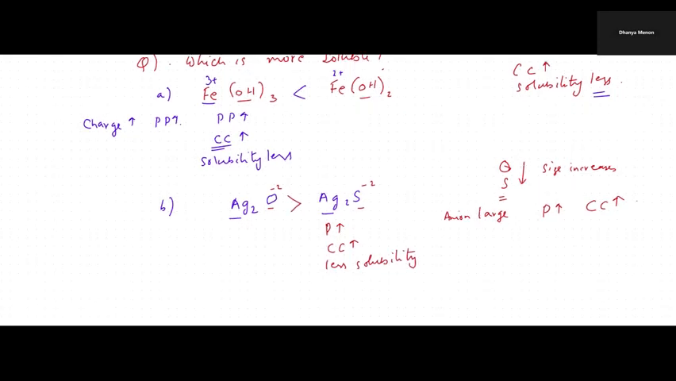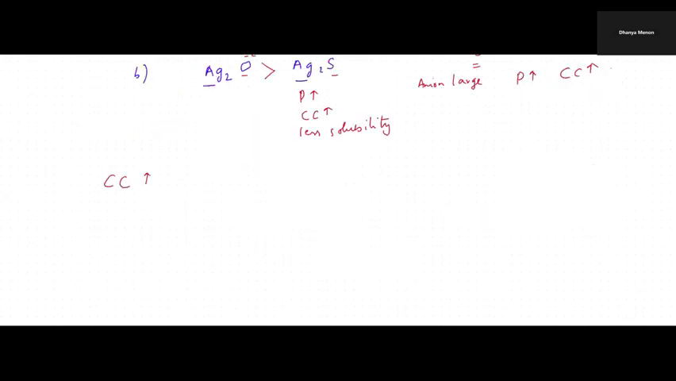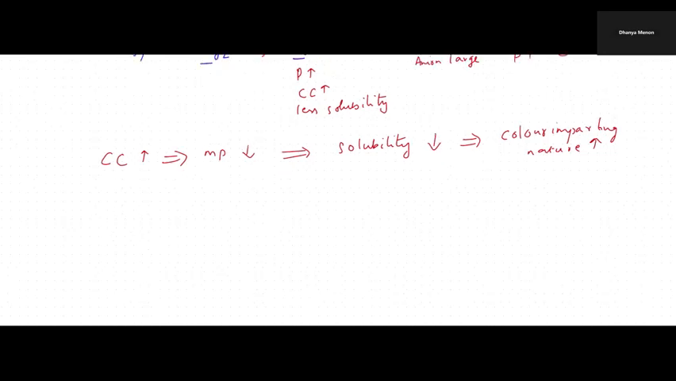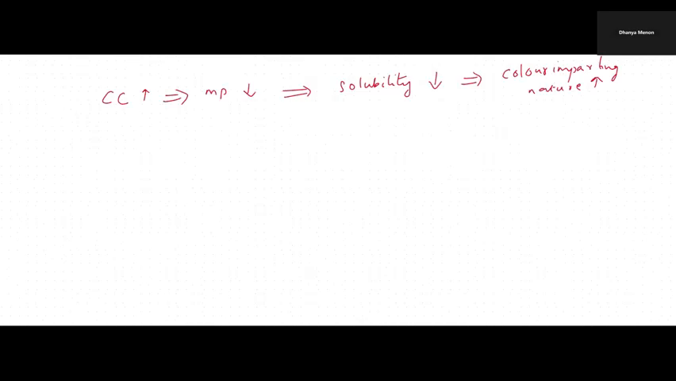So when the covalent character is more, melting point is less, solubility is less. And what about the color imparting nature? That we will be discussing now. Color imparting nature is more when it is having more covalent character. For example, if I have the following compounds.